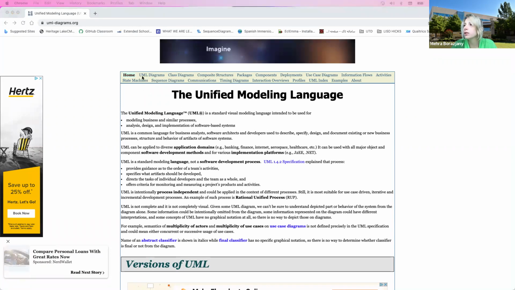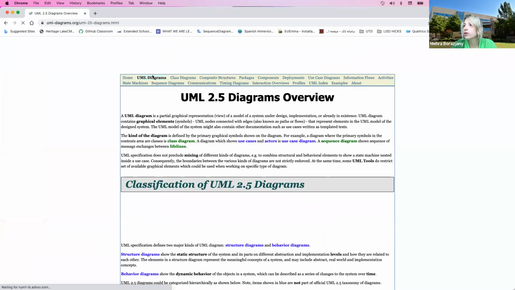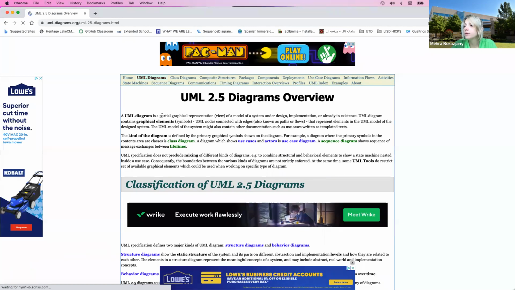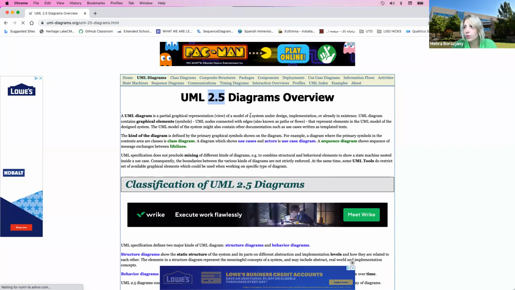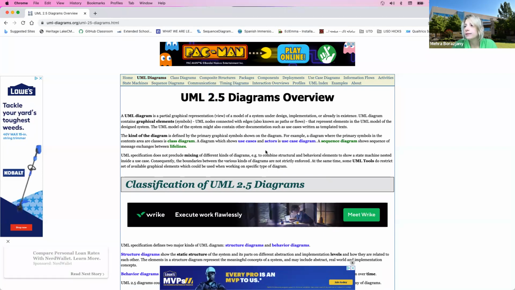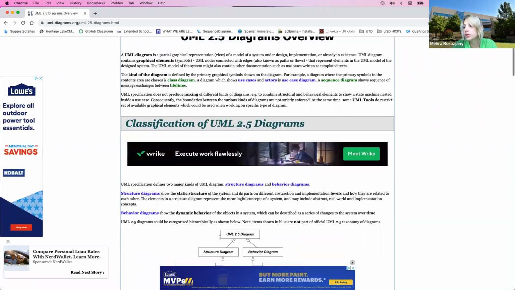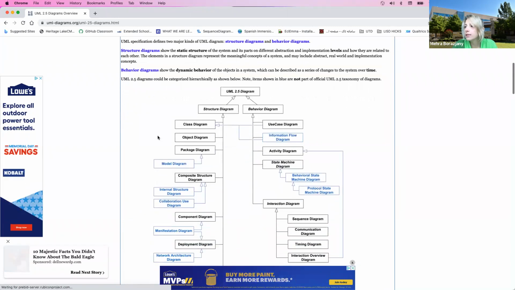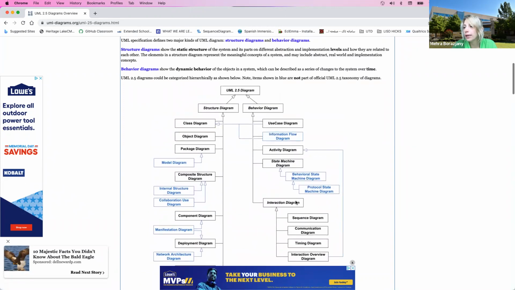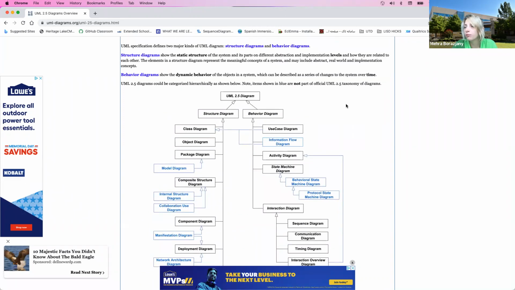in this part you can see all of the UML diagrams, and also the fact that it's for 2.5, and it's going to give you a lot of history and all of that. So I really suggest you look at it and see all these types of diagrams available, and each of them is going to be helpful for something.